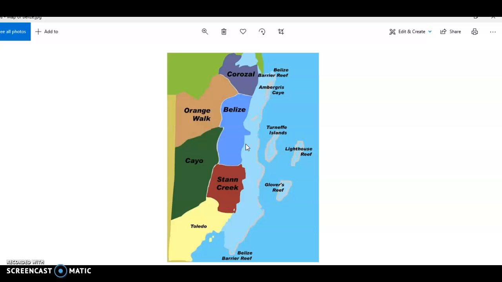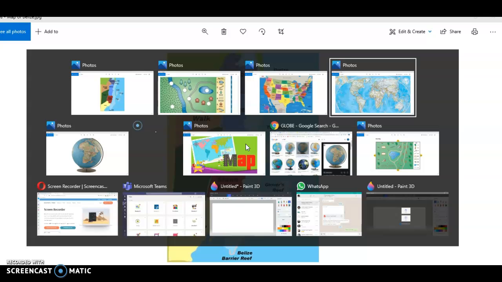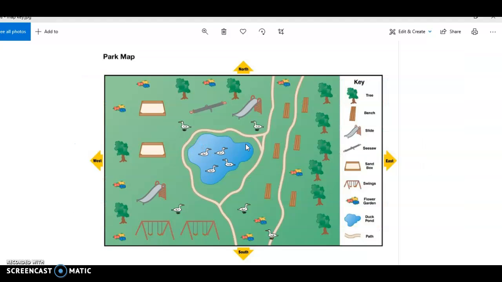This is only showing our country, Belize. It's not showing the entire world. So there are different kinds of maps that can be broken down to show you exactly what you're looking for. But we're going to be first learning parts of a map.